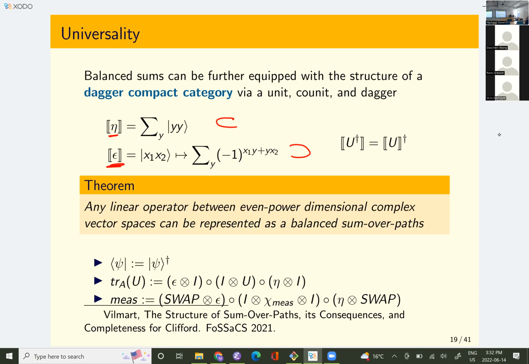That's cool. And then some examples, right? You can do the partial trace. You can write the partial trace of a linear operator in the sum over paths framework. And that's just using the standard string diagram. So this is just a textual representation of the string diagram, because I didn't have time to TikZ the string diagram. And same thing with measurement.